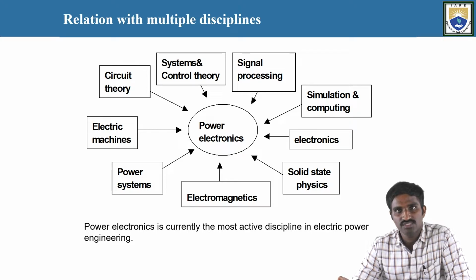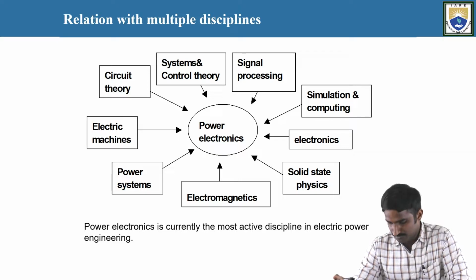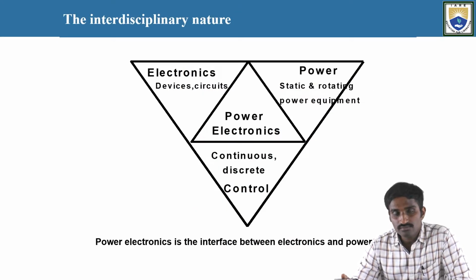Similarly, in power systems, in distribution, we use the HVDC line. In that case also we use converters to convert from one form of energy into another, which means DC to AC or AC to DC. To convert these, we again use the converter. So power electronics is multidisciplinary, and also interdisciplinary in nature.